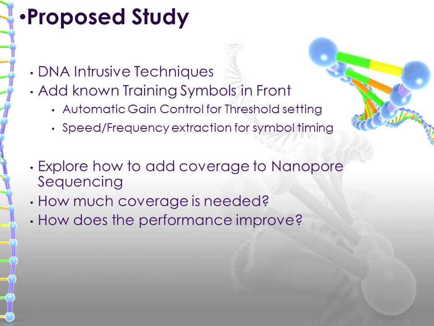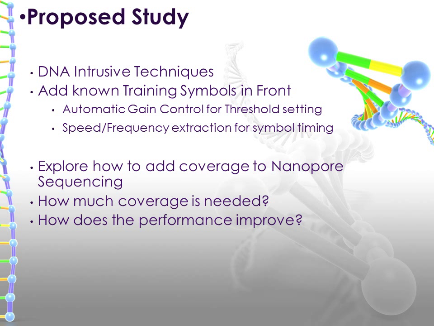Furthermore, we could add some DNA intrusive techniques, such as add known training signals in front, and that way we could use those training symbols to do automatic gain control for threshold setting, and also figure out the frequency of the bases as they go through to extract the symbol timing.